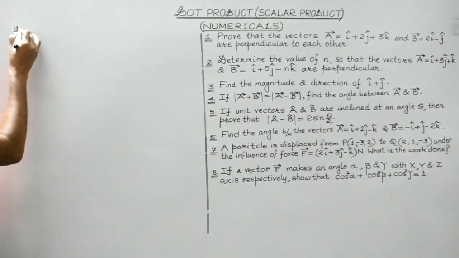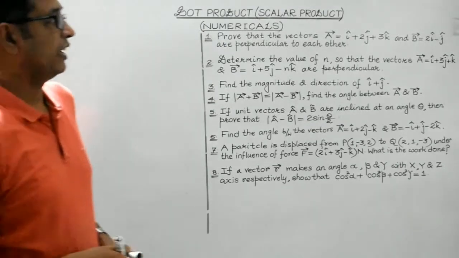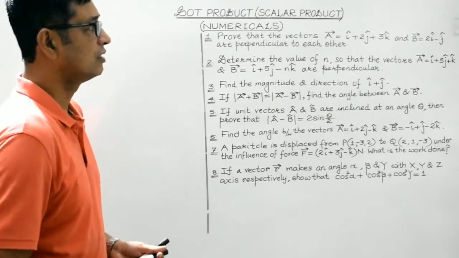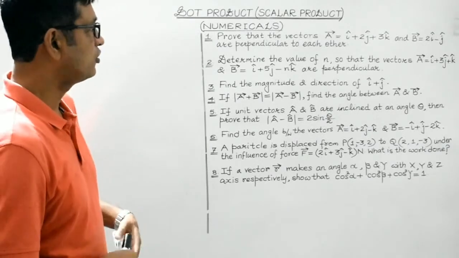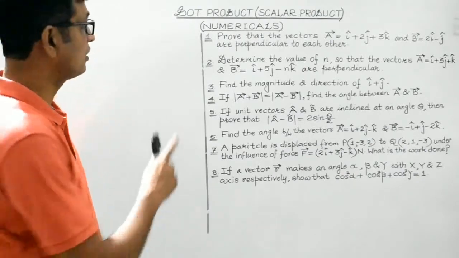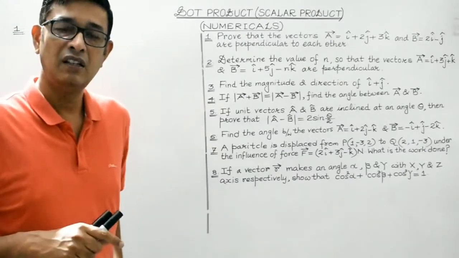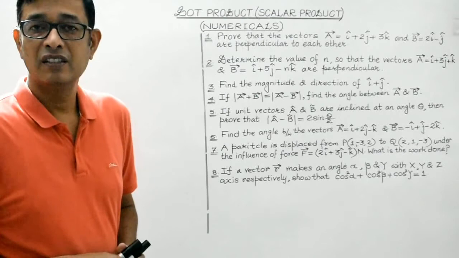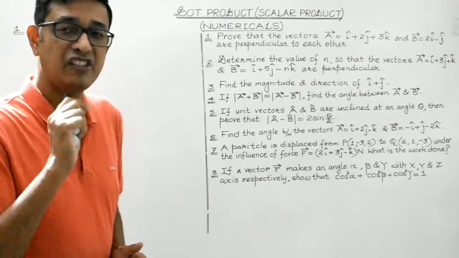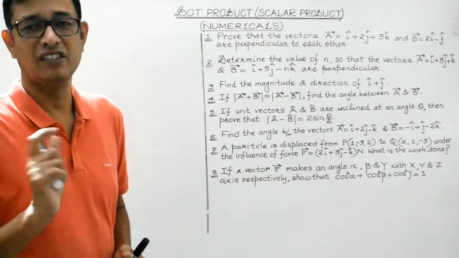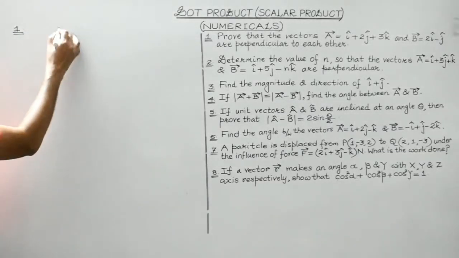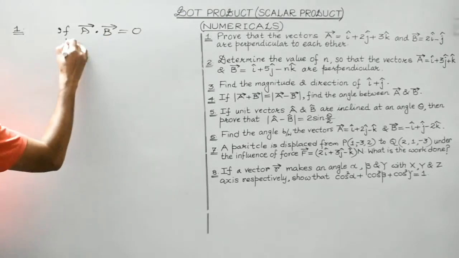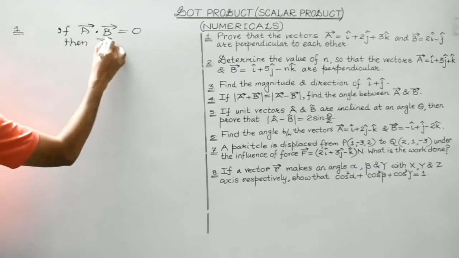The first question is, we are supposed to prove that the vectors A vector, which is i cap plus 2j cap plus 3k cap, and B vector, which is 2i cap minus j cap, are perpendicular to each other. Now students, here we are supposed to make use of the fact that whenever two vectors are perpendicular to each other, that is, if the angle between the two given vectors is 90 degrees, then their dot product is always 0, right?